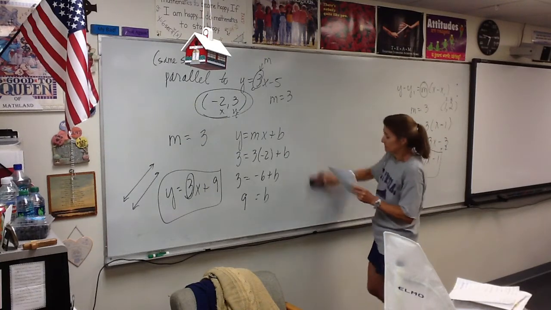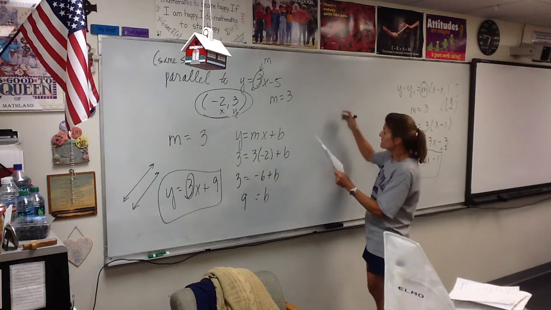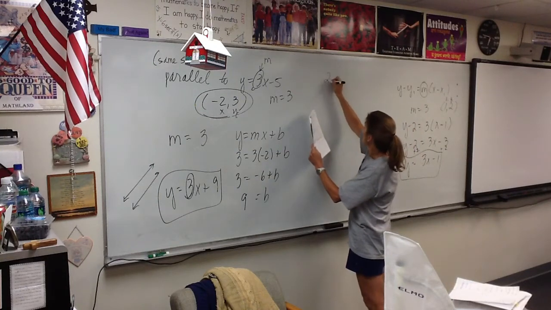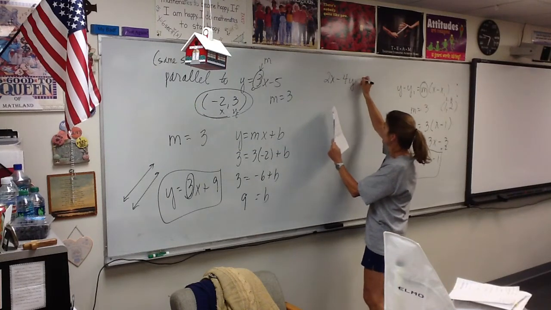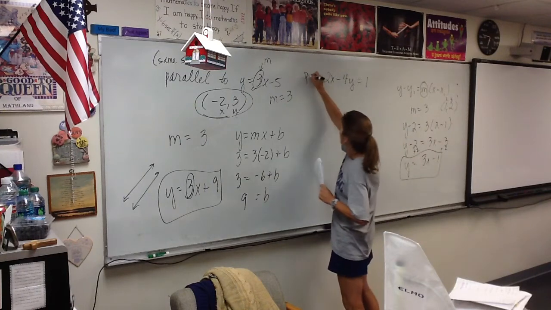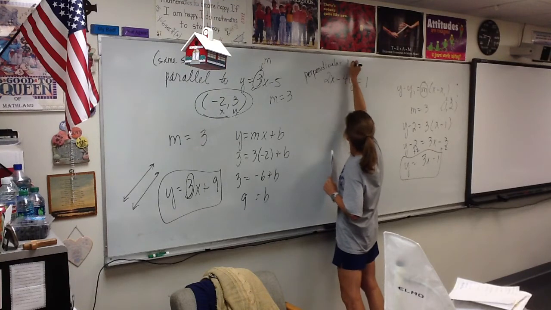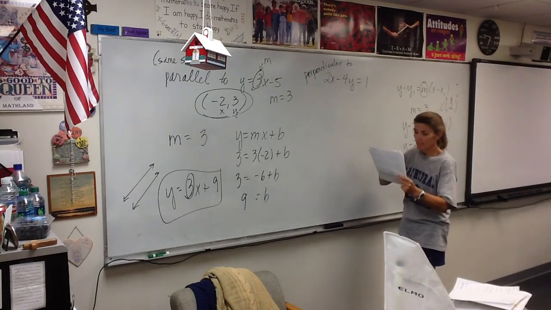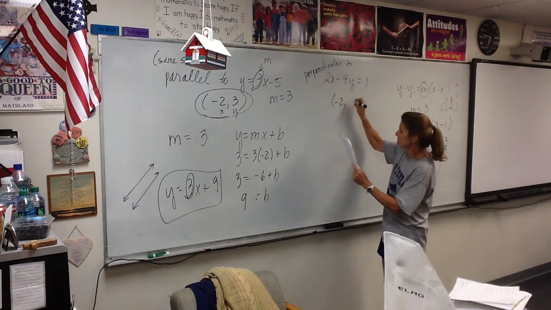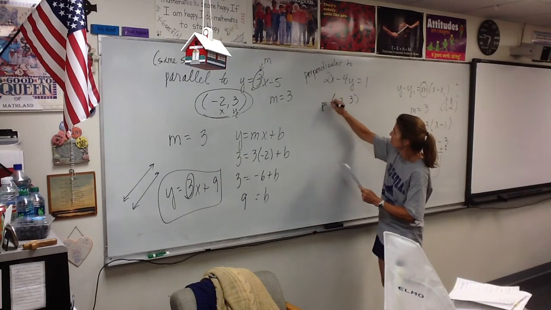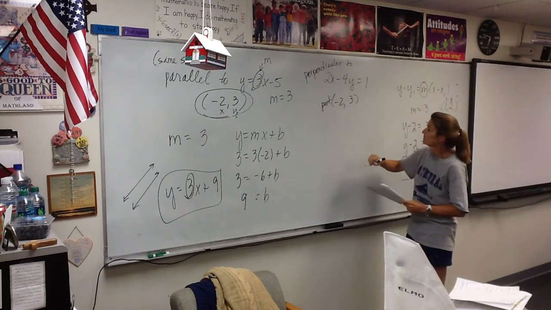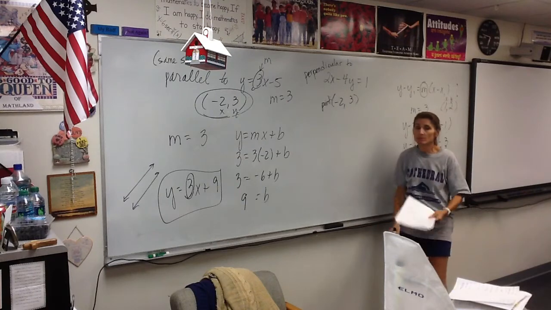Now let's look at B. B is the same thing, only we're going to be perpendicular to this line, and we're going to contain the same point. So this is our point, and we're going to be perpendicular to that line.